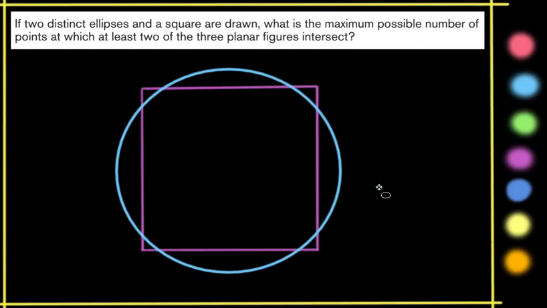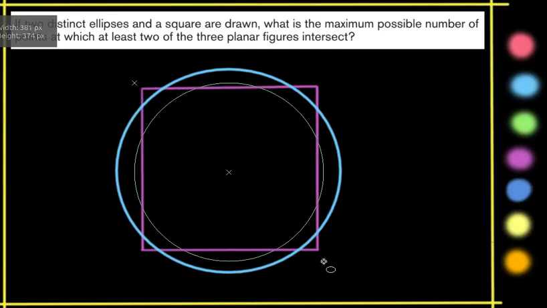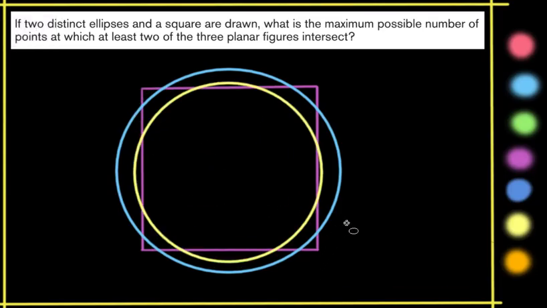But I've got to have 2 ellipses, so let's draw another ellipse here. I guess my other ellipse could also intersect 8 times, right? Something like this, for example. That gives me another 8 intersections, but the problem is that now the 2 ellipses don't intersect with each other, and I would kind of like to have those intersection points to give me even more.